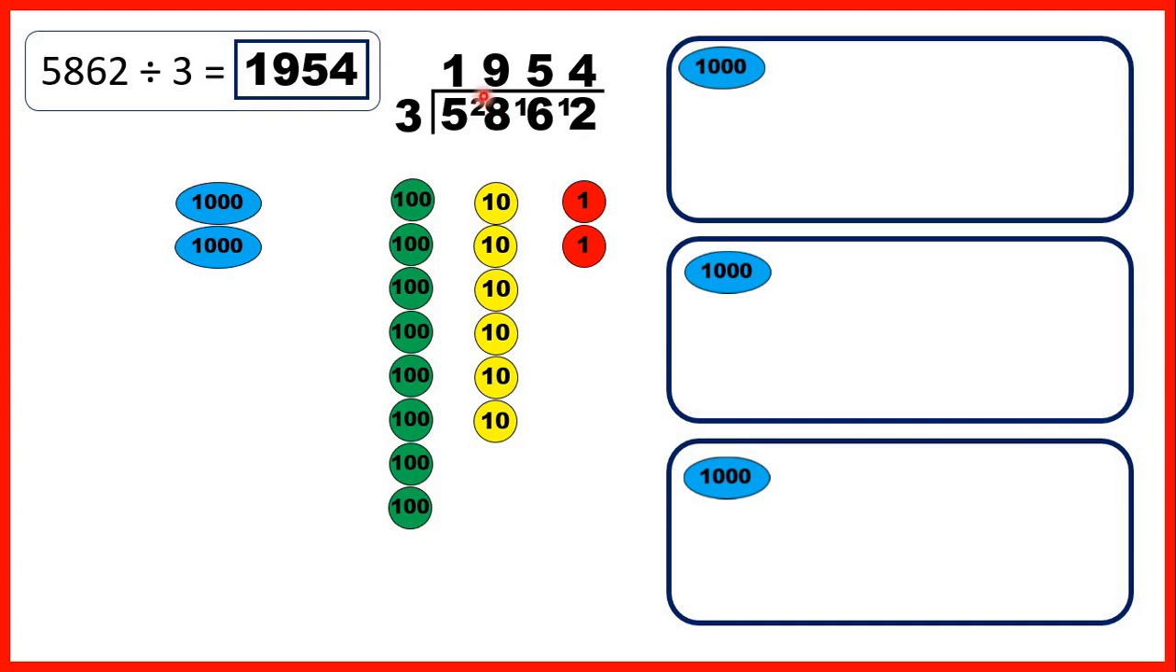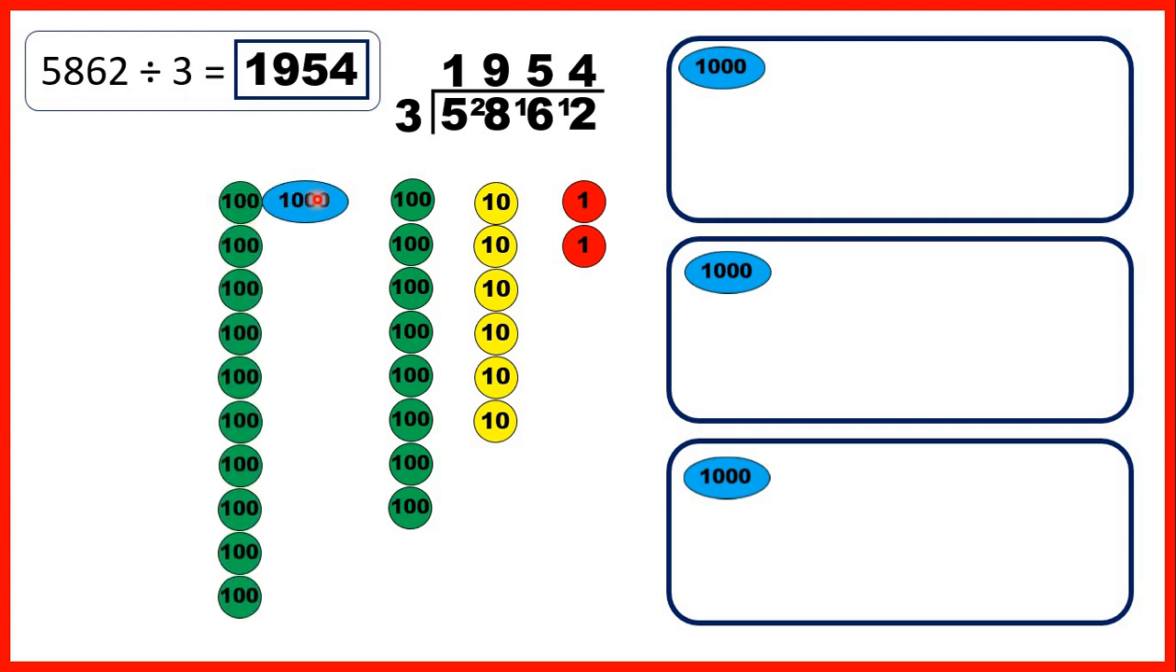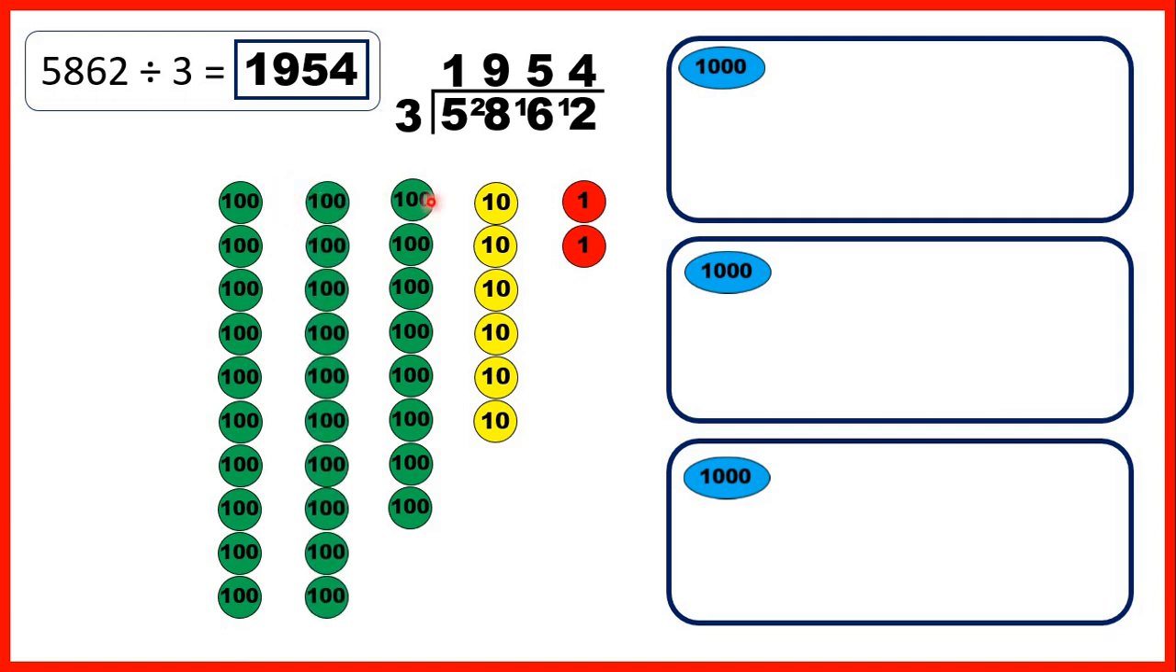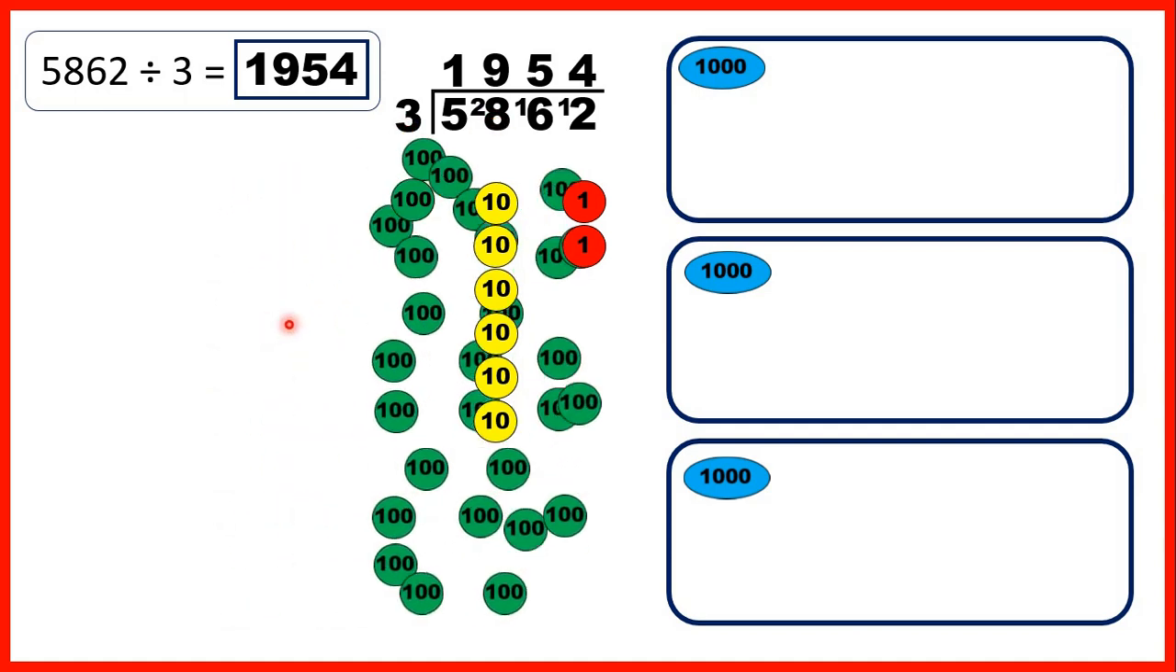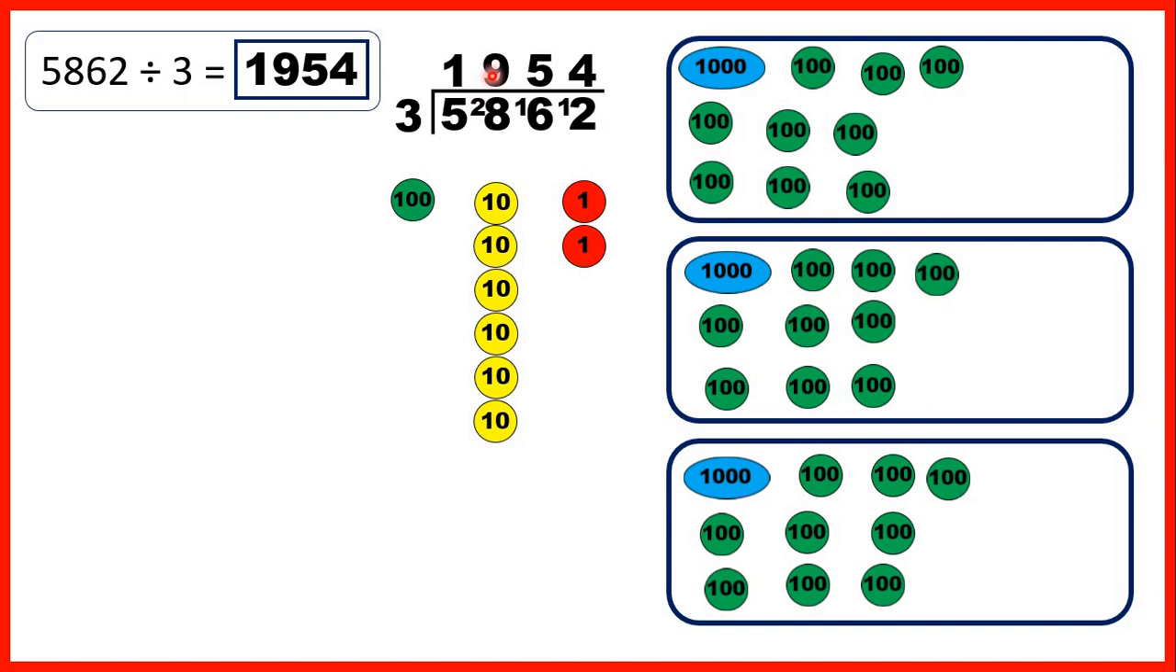And the reason why we write our remainder in front of the next digit is that we can exchange 1,000 place value counter for 10 hundreds. And when we do this, you can see that we have 2,800 place value counters altogether. So we're dividing our 28 hundreds by 3. We can share out 27 of those hundreds because 9 times 3 is 27, so we have 900 place value counters in each of our groups.